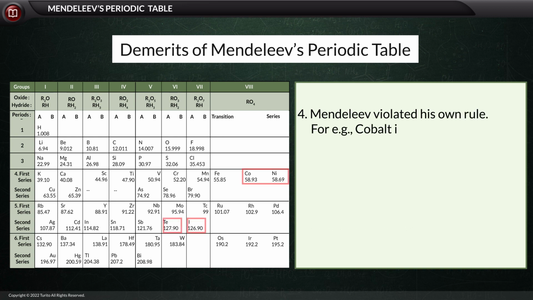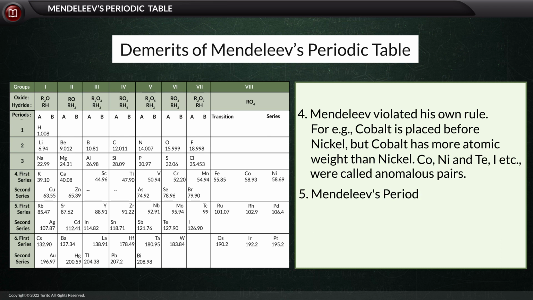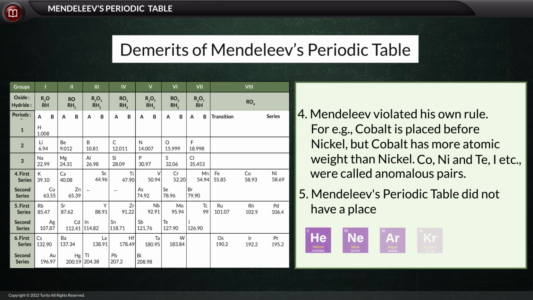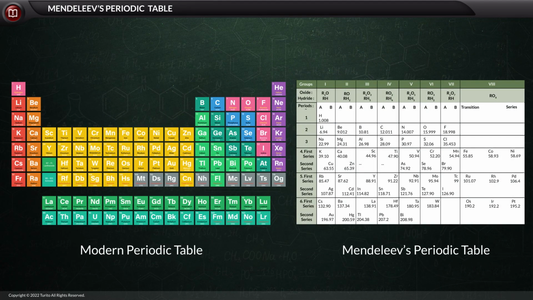For example, cobalt is placed before nickel, but cobalt has more atomic weight than nickel. Co, Ni, and Te, I, etc. were called anomalous pairs. 5. Mendeleev's periodic table did not have a place for the noble gases. The modern, or the long form of the periodic table, that we refer to today draws the maximum inspiration from Mendeleev's periodic table itself. We will study the same in another video.